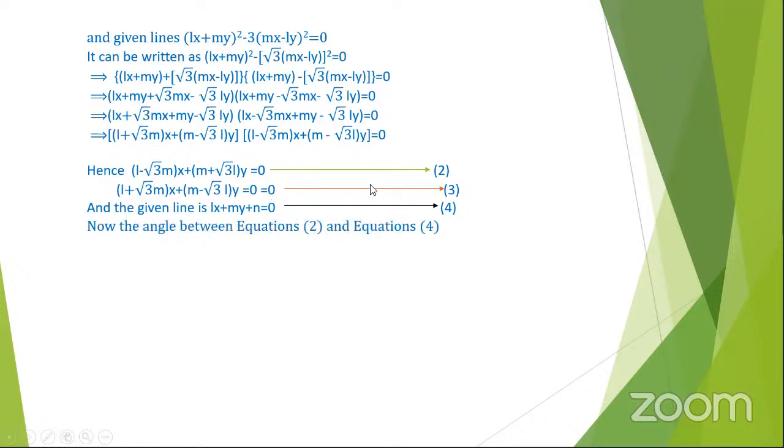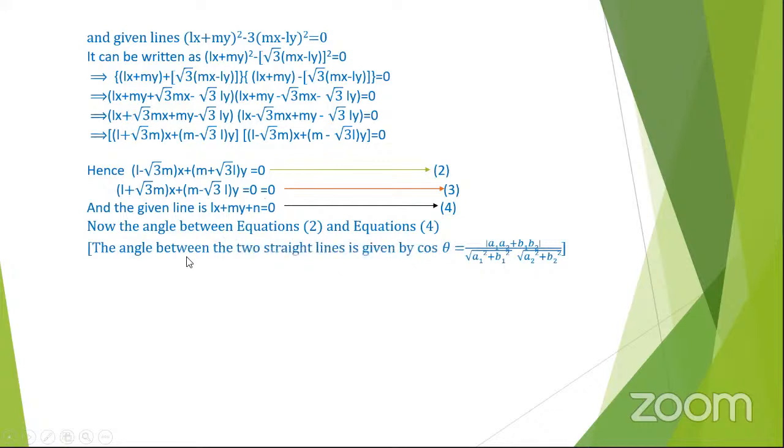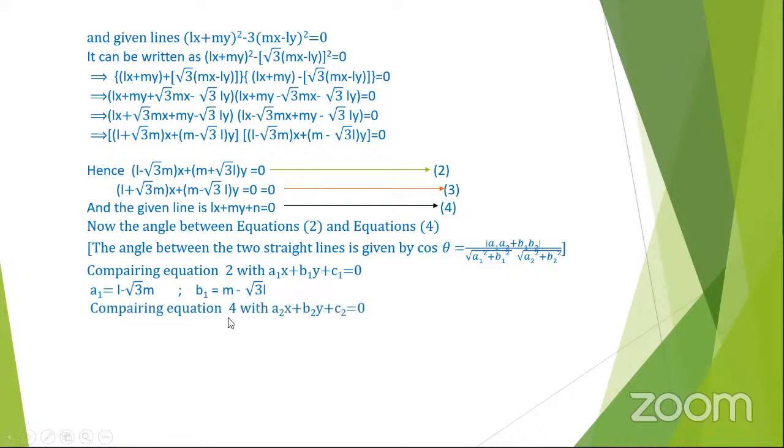Now the angle between equation 2 and equation 4 is given by, we know that the angle between two straight lines is given by cos theta equals mod of a1 a2 plus b1 b2 by under root of a1 square plus b1 square into under root of a2 square plus b2 square. Now we are comparing equation 2 with a1x plus b1y plus c1 equals 0. We get a1 equals L minus root 3 m and b1 equals m minus root 3 L. Now we are comparing equation 4 with a2x plus b2y plus c2 equals 0, and we get a2 equals L and b2 equals m.